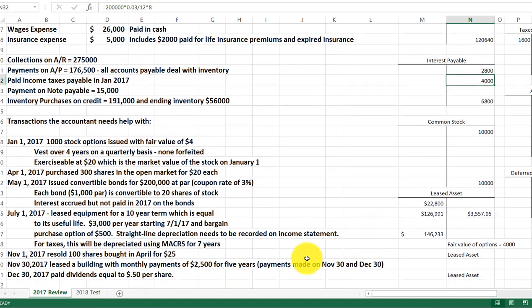July 1st, we leased equipment, which lease term is equal to its useful life. That means it's a capital lease, or a finance lease, I should say. It's $3,000 per year, bargain purchase at $500. So we're going to do a present value calculation on that.